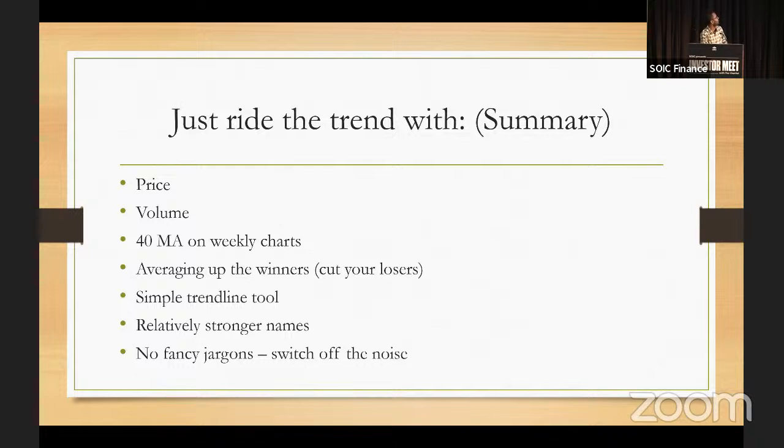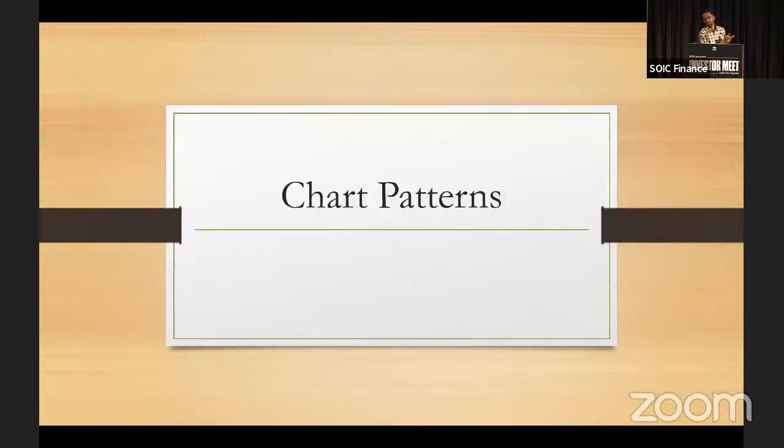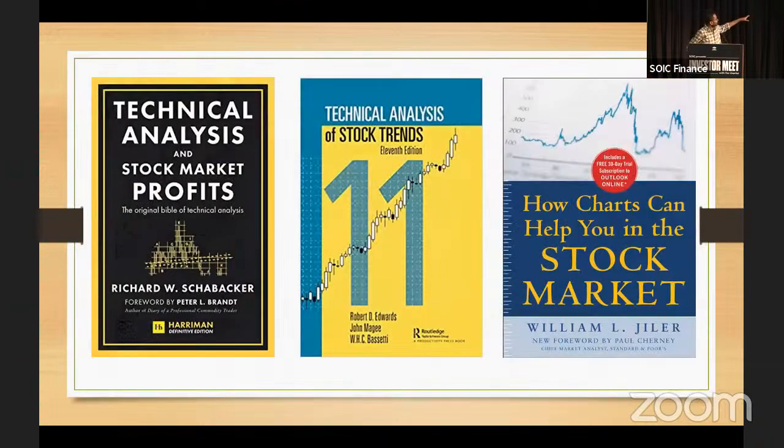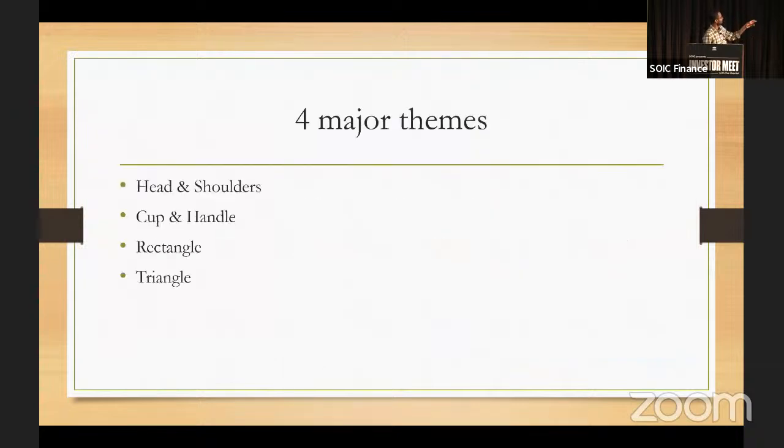So next. These are some chart patterns I discussed before also on one webinar with Ishmohit. You can read these books on chart patterns. Basically, if you are interested, you can learn about them. There are chart patterns that give you entry and exit signals. There are four broad categories of chart patterns: head and shoulder, cup and handle, rectangle, and triangle.